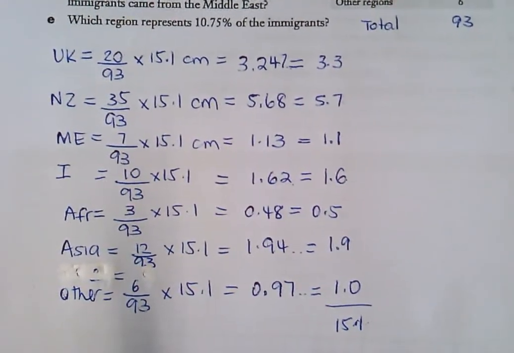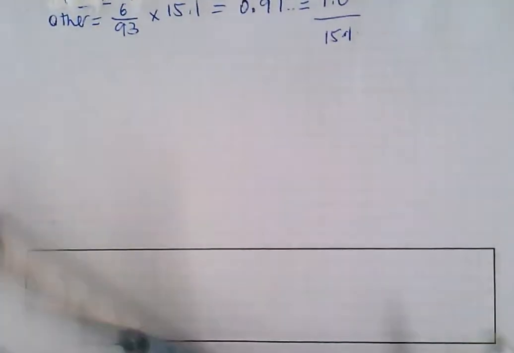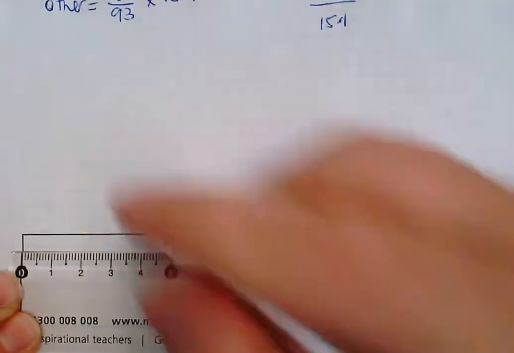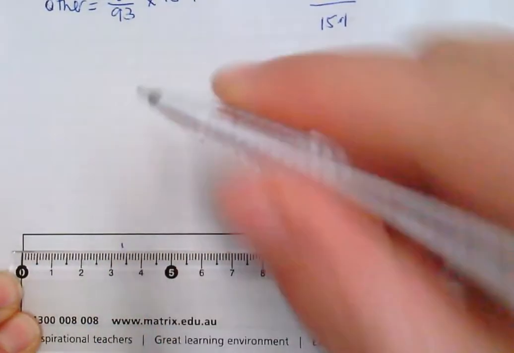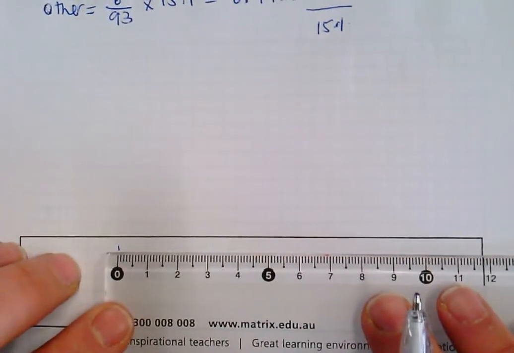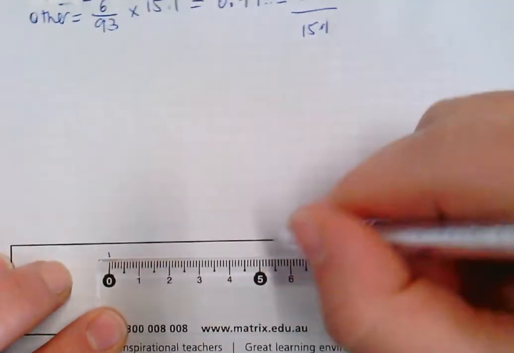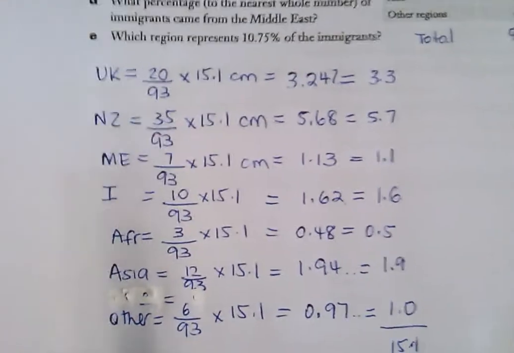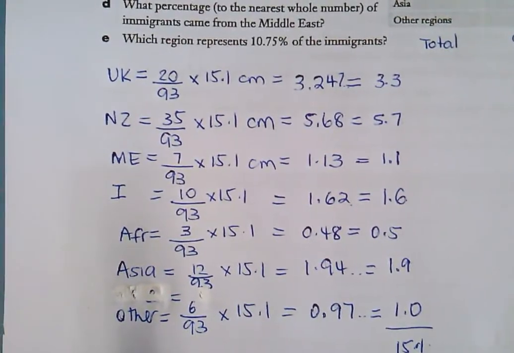So I'll just start drawing that. So UK is 3.3 and New Zealand is 5.7. So we just, to make sure, 3.3. The next one is 5.7. Do you get what I'm doing now? Yeah. So UK is 3.3. New Zealand is 5.7.